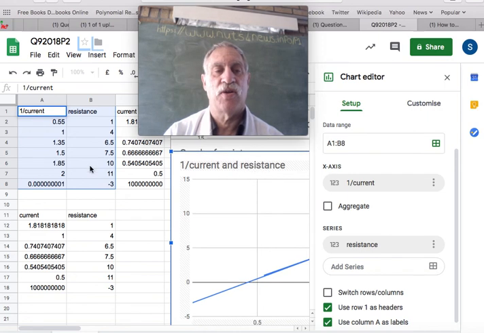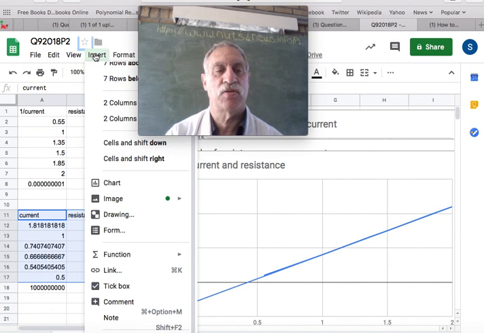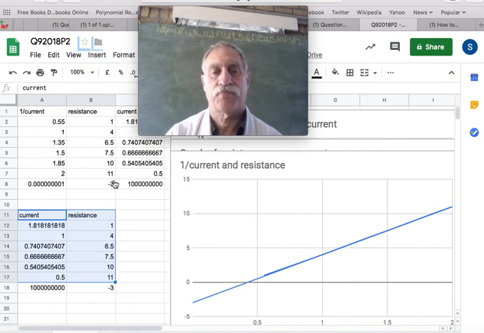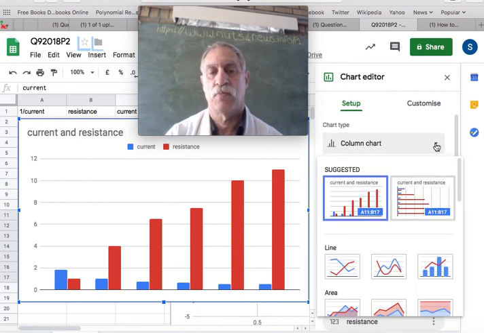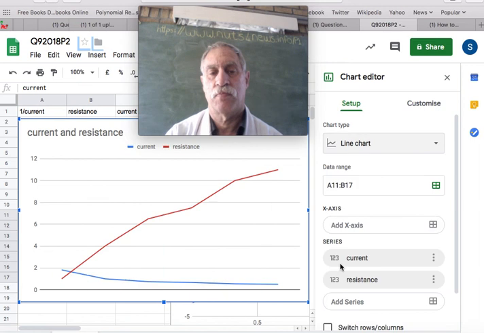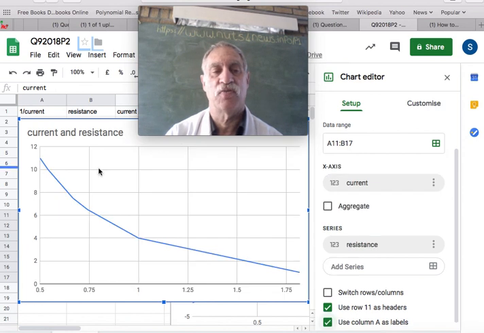And so we could do the same thing with these values. So we highlight it. I'm leaving out that last value. So here we've got current versus resistance. We've highlighted that. We go to Insert, Chart. Wait a second or so. We're going to choose the chart type, line. You see it's got the two graphs, but we want them all combined into one graph, so we use column A as labels, and there you see we've got our graph.